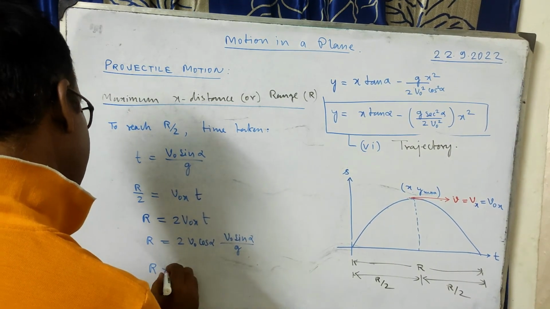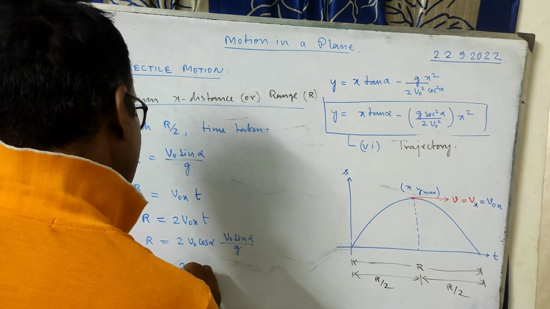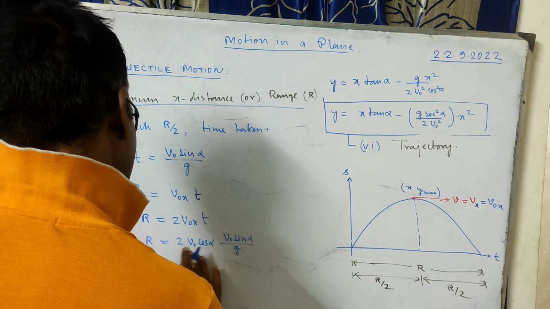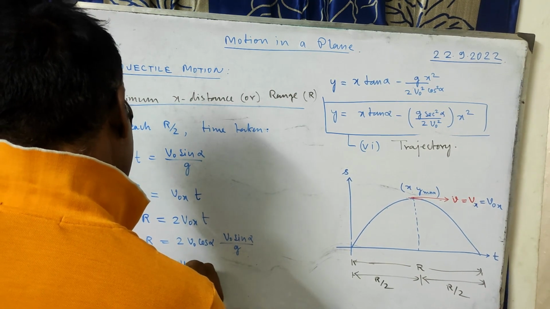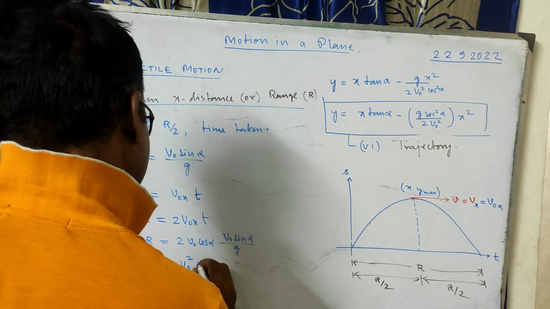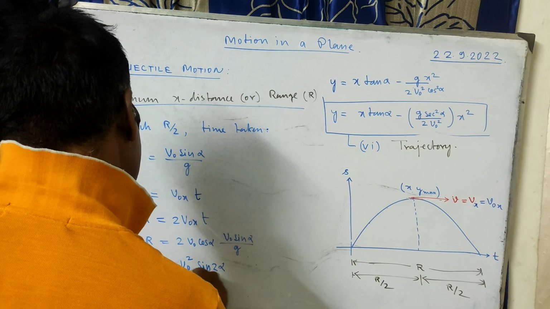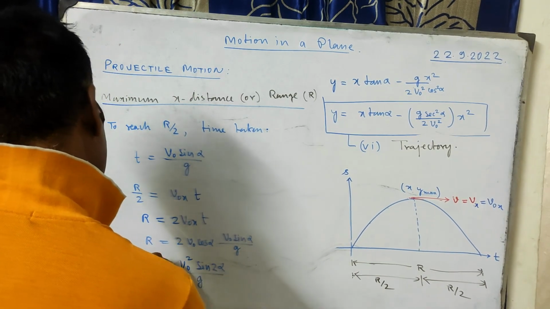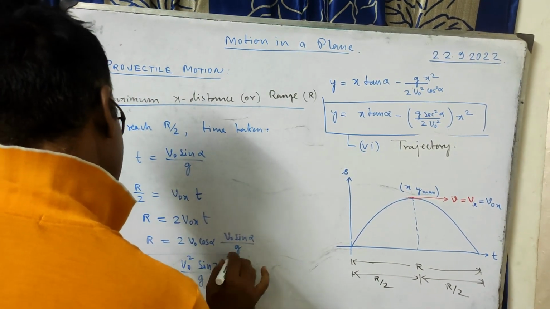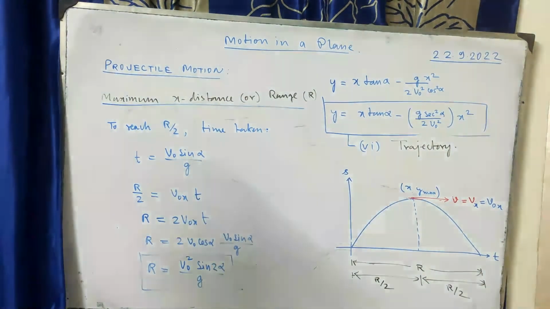So R we are getting as 2 V0 square sin alpha cos alpha by g. 2 sin alpha cos alpha is nothing but sin 2 alpha. So R is V0 square sin 2 alpha divided by g. This is the range. Got it? This is your range. This is the maximum horizontal distance it can cover.